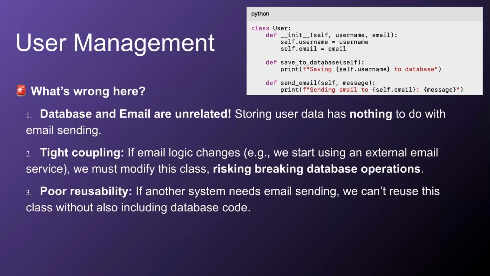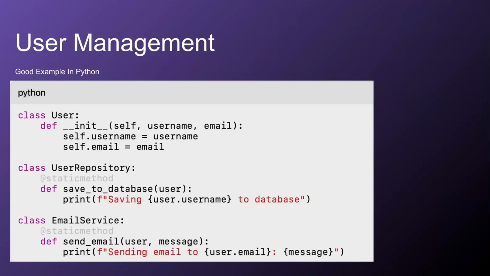So this is the problem with this particular implementation. Now what is the third one? The third one is poor reusability. Again, if someone else wants to make use of the save to database functionality and send email functionality, they will have to write their own methods in their classes. And again, that is obviously code duplication and logic duplication, which is never wanted.